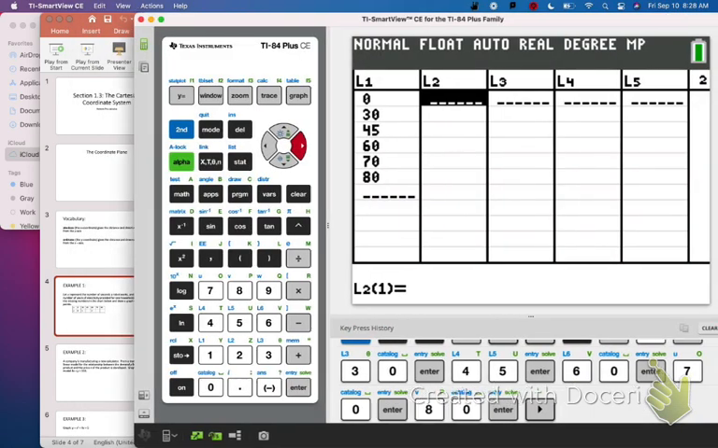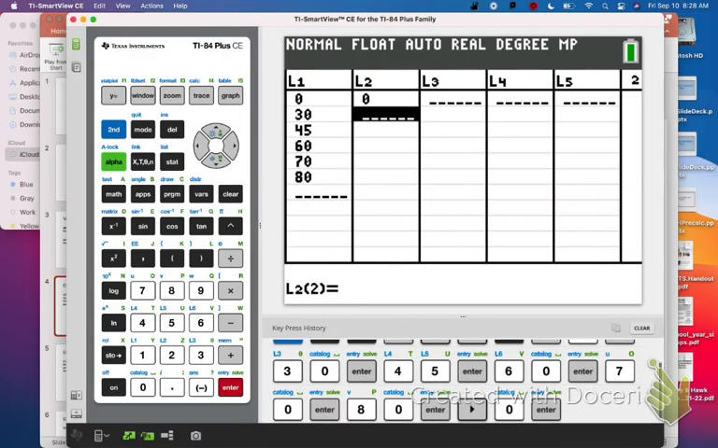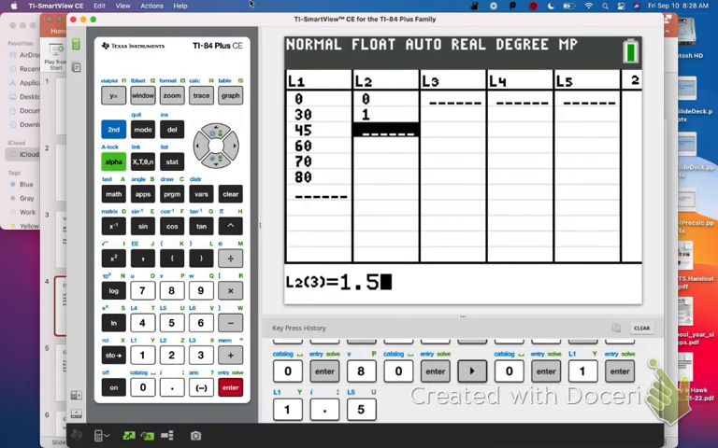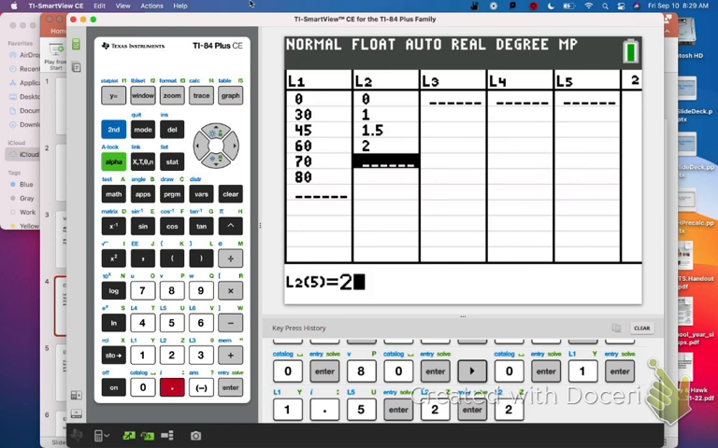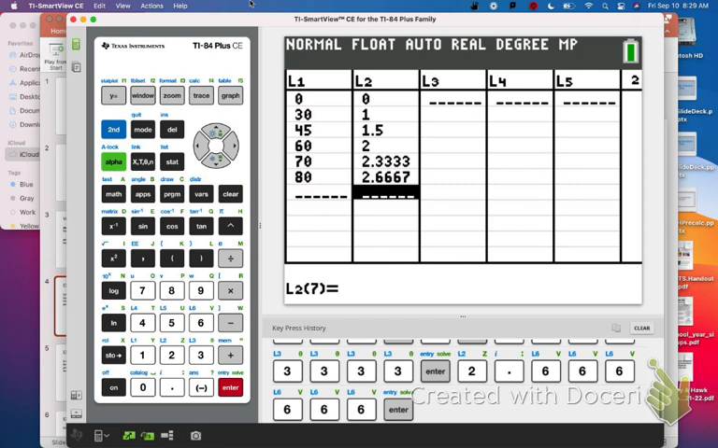Yep, and then our y's go into L2, so 0, 1, 1.5, 2, 2.333, 2.6666. A whole bunch of numbers in there.